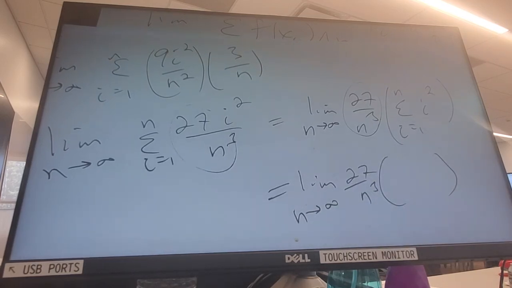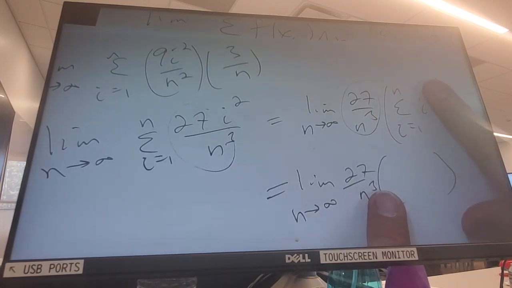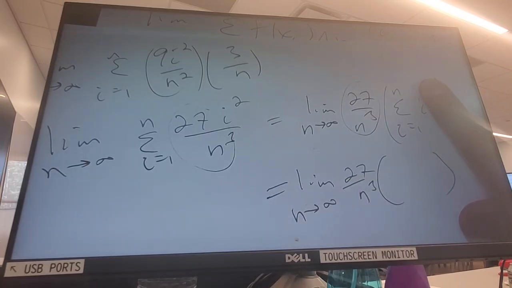So I really want you guys to understand, if it was this, I would put n times n plus 1 over 2. Why? Because that's what that is. We actually didn't really prove it, but we gave enough evidence that it seems logical.